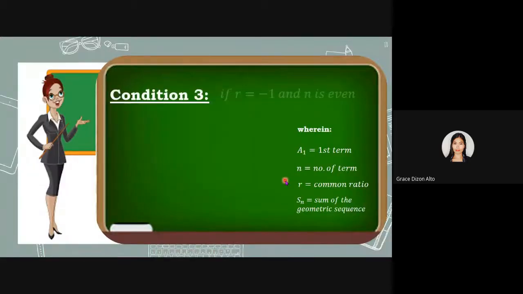Next, condition number 3, if r is negative 1 and n is even. So the number of terms here is even as long as our ratio is negative 1. So the formula for that is S sub n is equal to 0. So we don't need to compute here. We just have to put the number of terms in replacement of n.